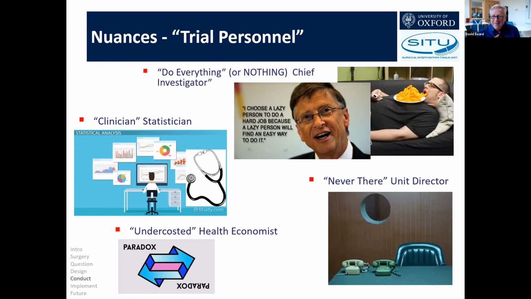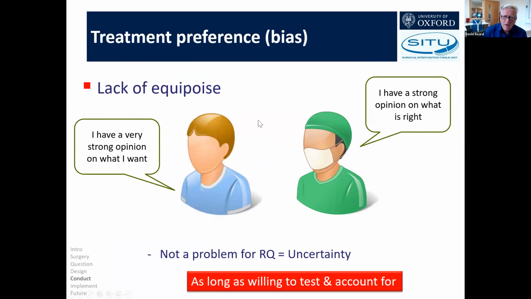Sometimes people argue that we're never there and available for things. And then the undercosted health economist is interesting in itself. I'm not too sure I've seen too many of those. It's just a bit of fun. All people, the team is important, and every one of those actually have to be working together in synergy and understand their role for the trial to work.